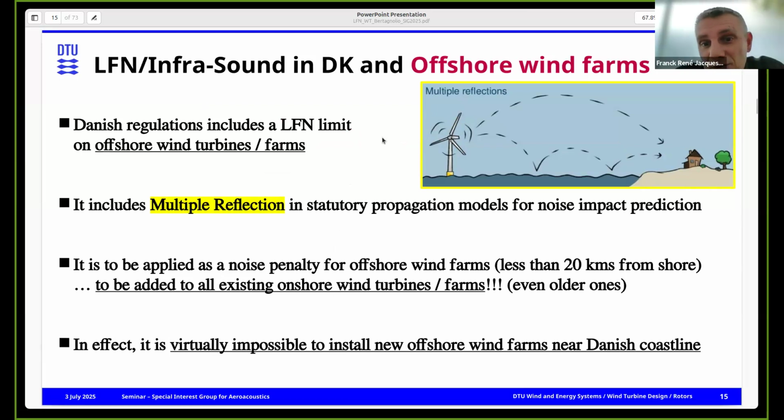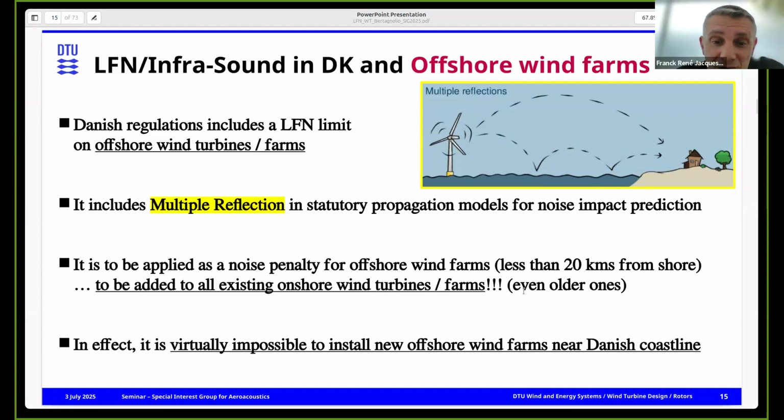When you have a wind turbine at sea, as I said, the low frequency travels over large distances. It's probably attenuated by the atmospheric absorption. And then in the Danish regulation, in the models, you have to include multiple reflection: when you have favorable wind conditions, the sound will bounce on the sea surface or the sea floor, and this has to be accounted for when you calculate the noise at the receptor.